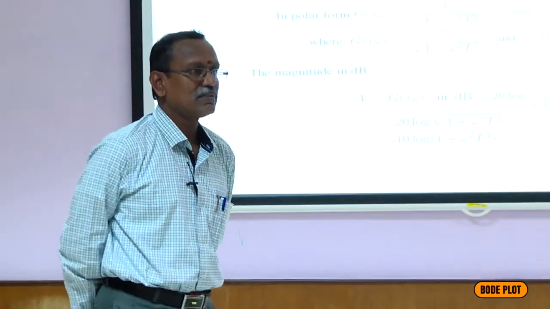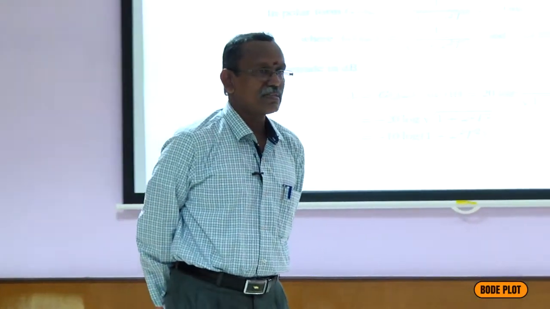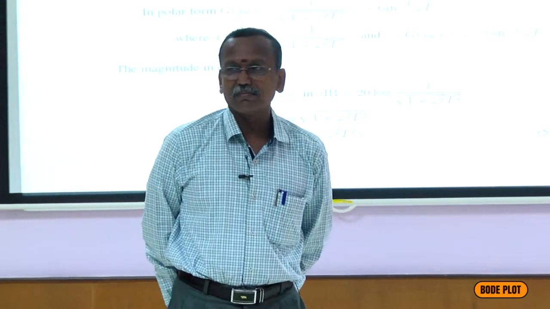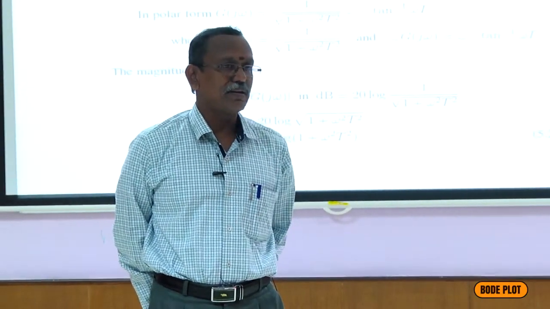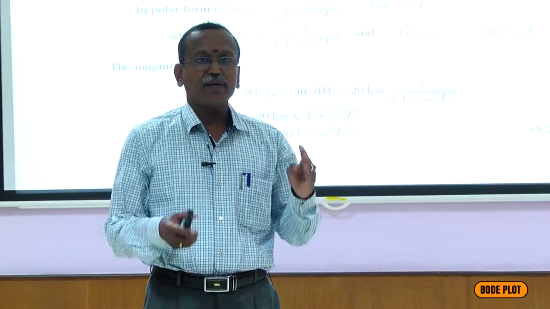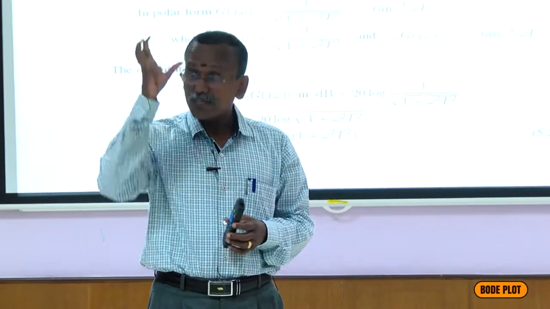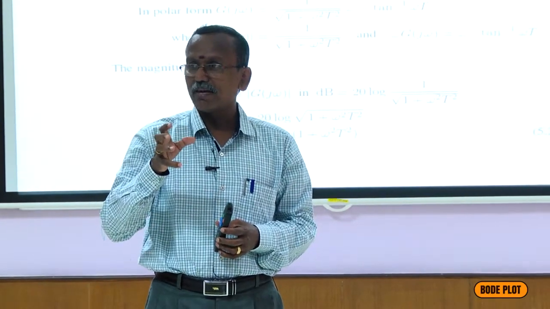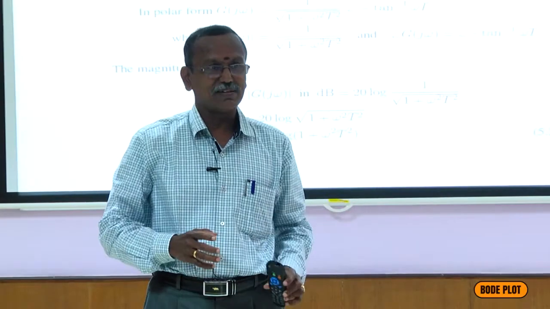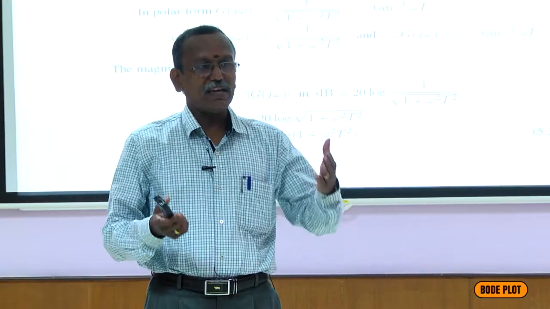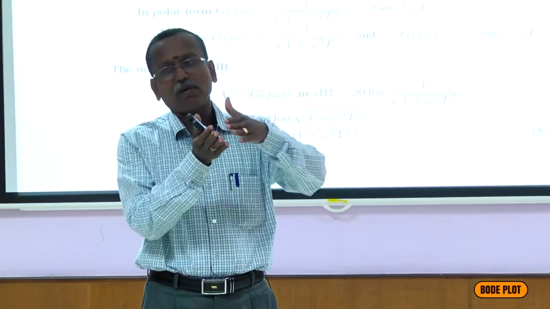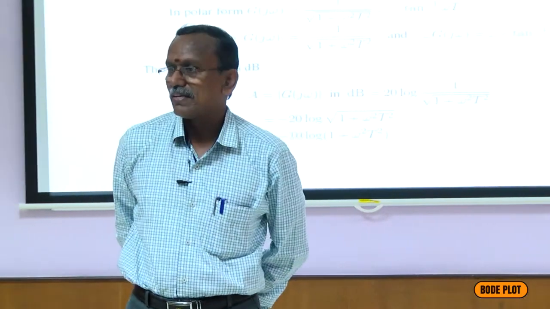What is an asymptote? An asymptote is a tangent at infinity. When omega is infinity, omega tau is a very big number. In that case, 1 is negligible. So definitely, the approximation and the actual plot are the same for omega at infinity.